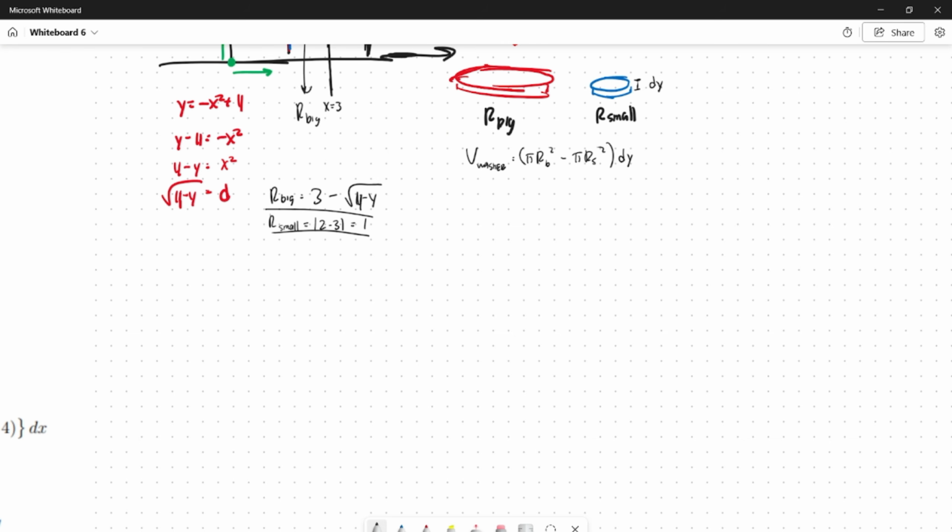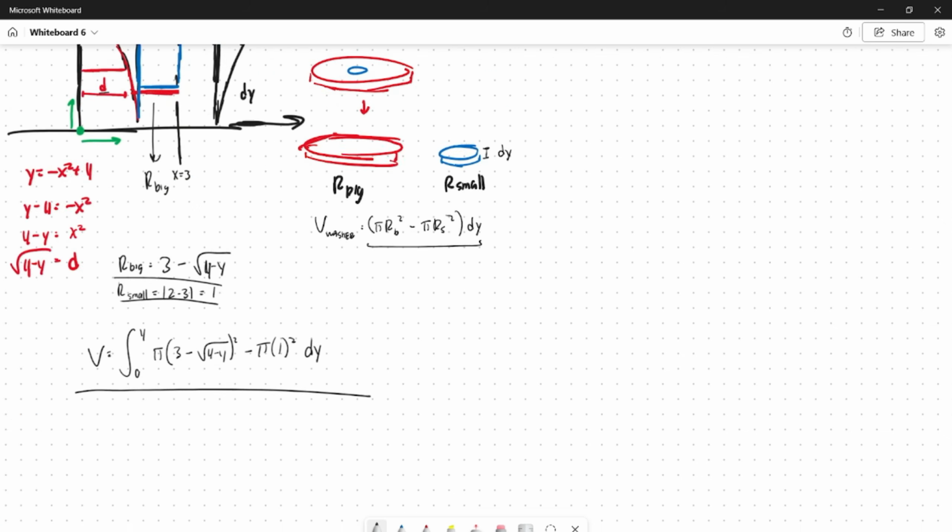Our total volume is the integral from 0 to 4 of each of these small little volumes here. That would be pi multiplied by the bigger radius squared, which is 3 minus the square root of 4 minus y, squared, and then subtract from that the smaller area, pi times 1 squared, and then give that little bit of thickness dy. That would be the volume done by the washer method.